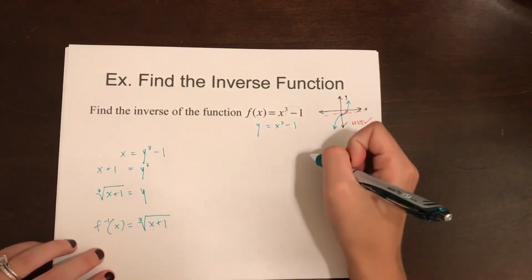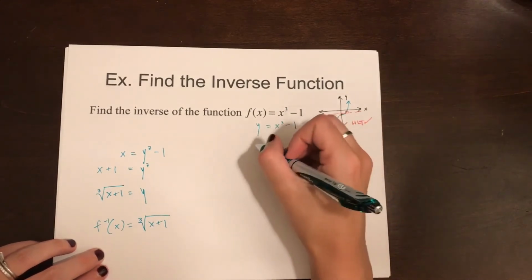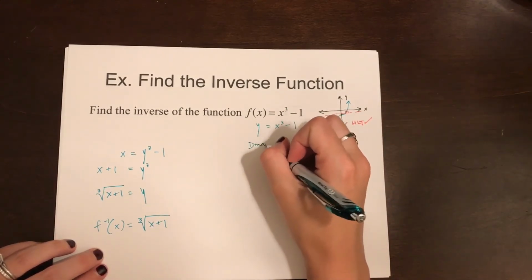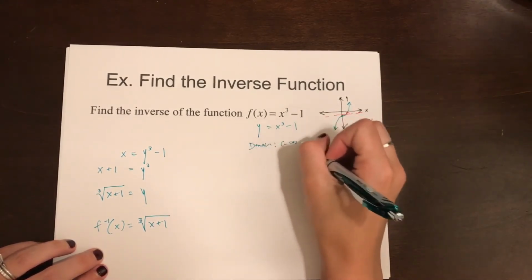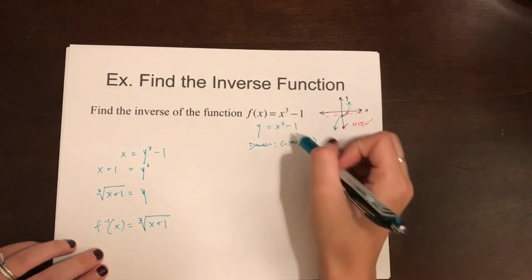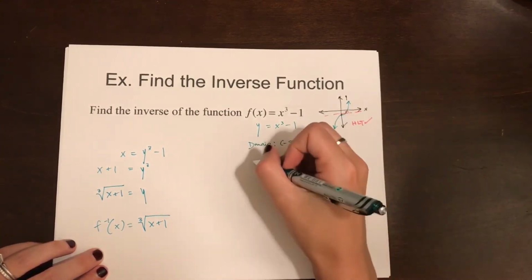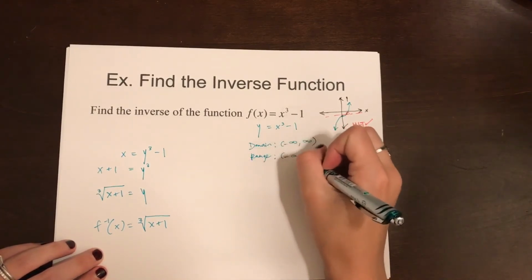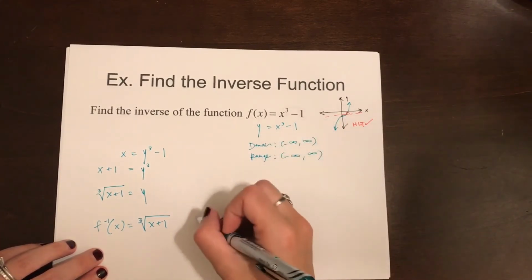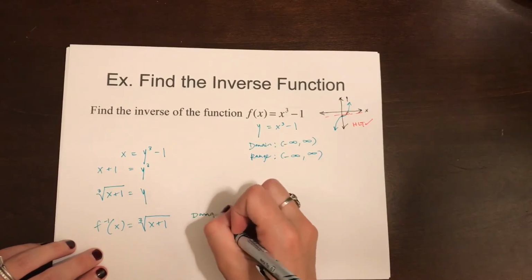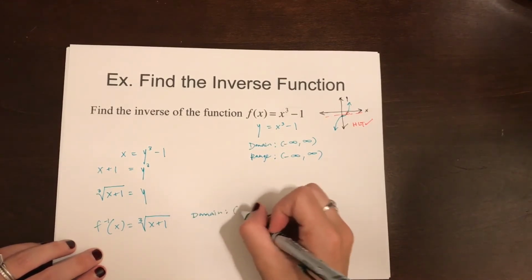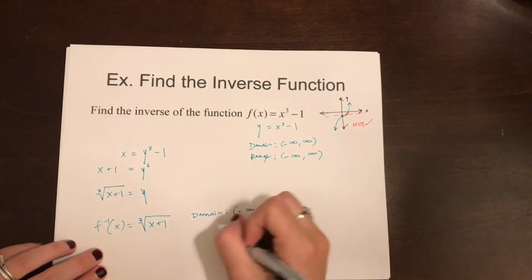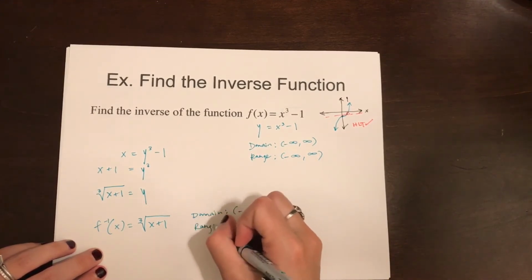Oops, I forgot to state the domain and range here. Well, the domain and range of x cubed minus 1, it being a polynomial function, is just going to be all real numbers. Which means that the domain and range for f inverse will also be all real numbers.